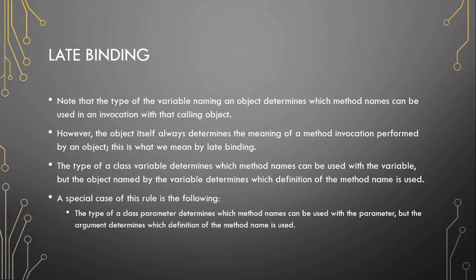There is a special case rule, and it is pretty much the following. The type of a class parameter determines which method names can be used with the parameter, but the argument determines which definition of the method name is used. So it's very important to note that it says, but the argument determines. Let's remember, on arguments, what you pass in the parameter. If we think back even to Programming One, you can have multiple constructors with similar parameters, and what you put in those parameters determines which method you're actually using.